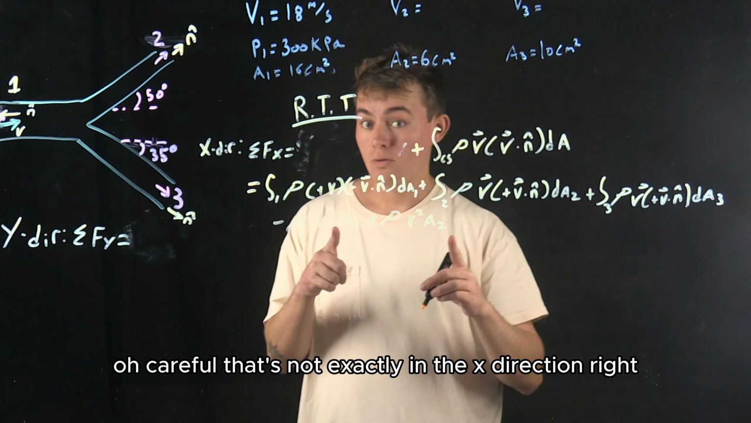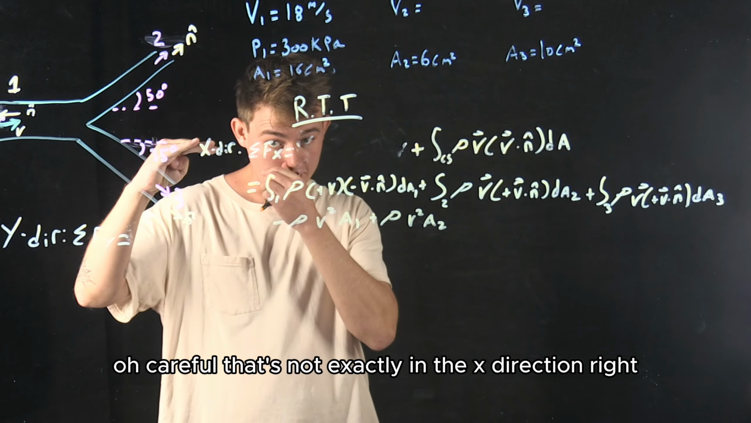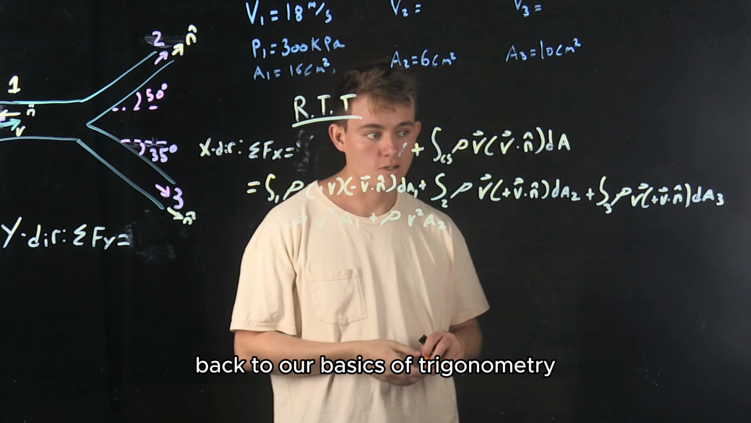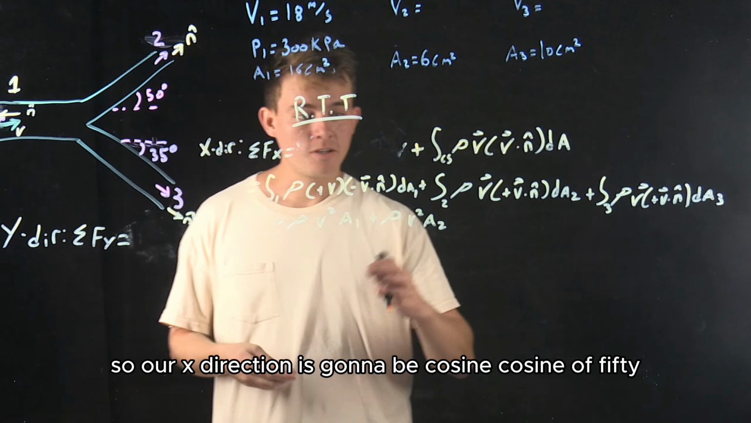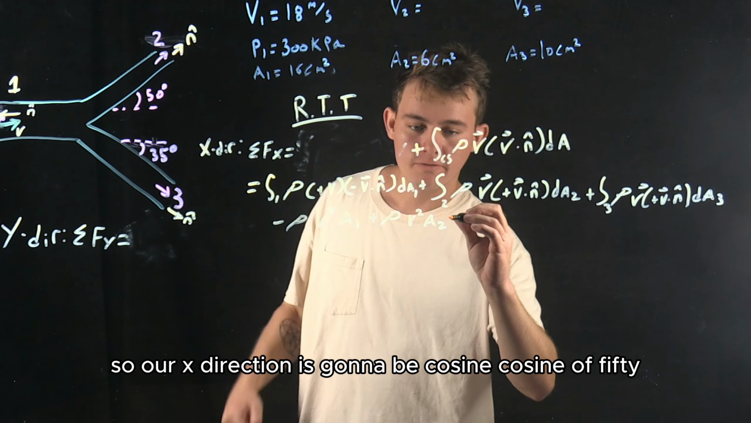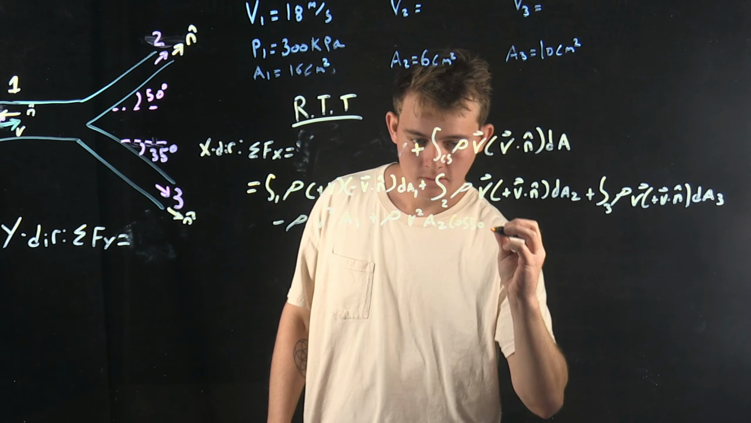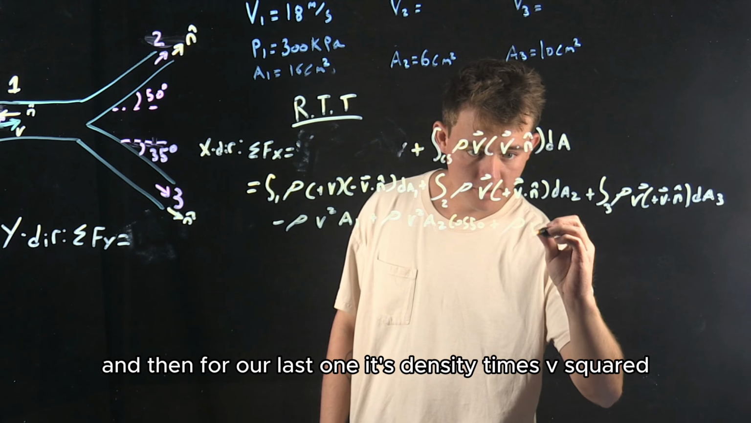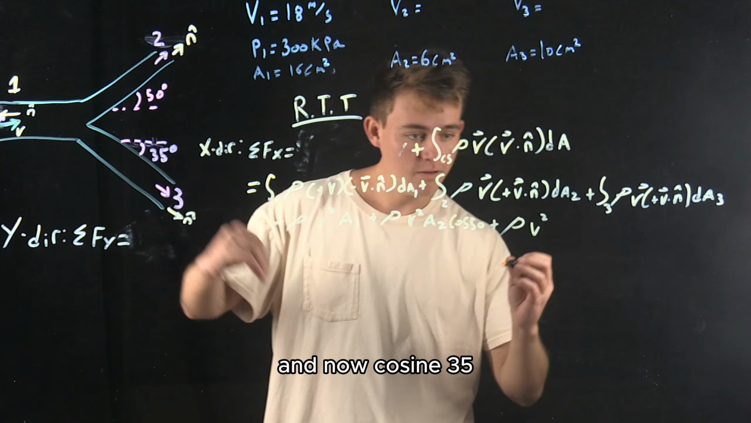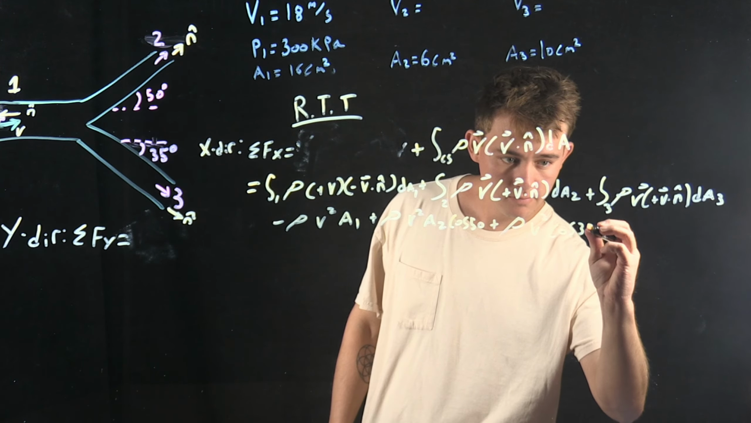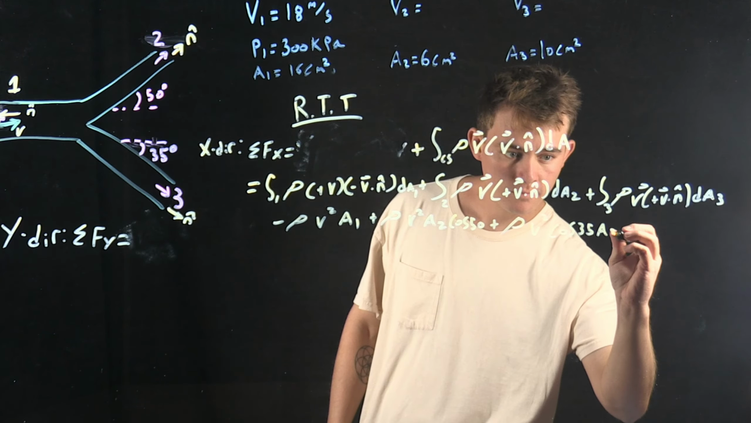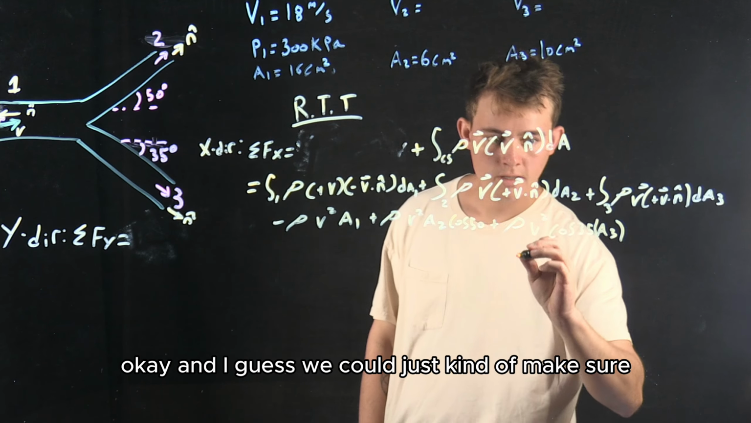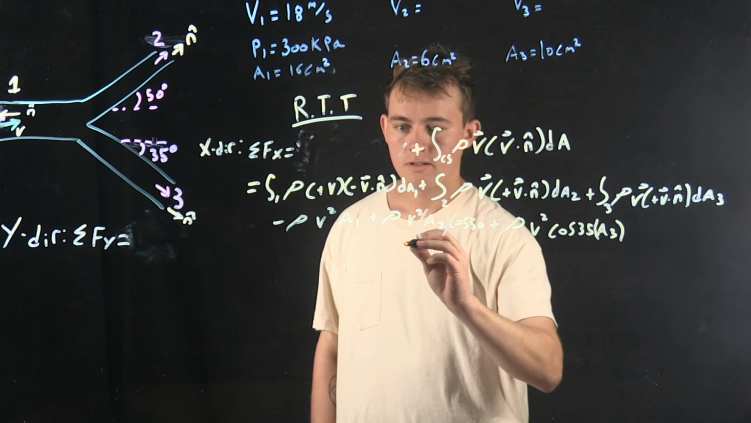Oh, careful. That's not exactly in the x direction, right? Because it's at an angle. So we have to get back to our basics of trigonometry. So our x direction is going to be cosine of 50. And then for our last one, it's density times v squared, and now cosine 35, of A3. Okay, and I guess I could just make sure everything is clear here.